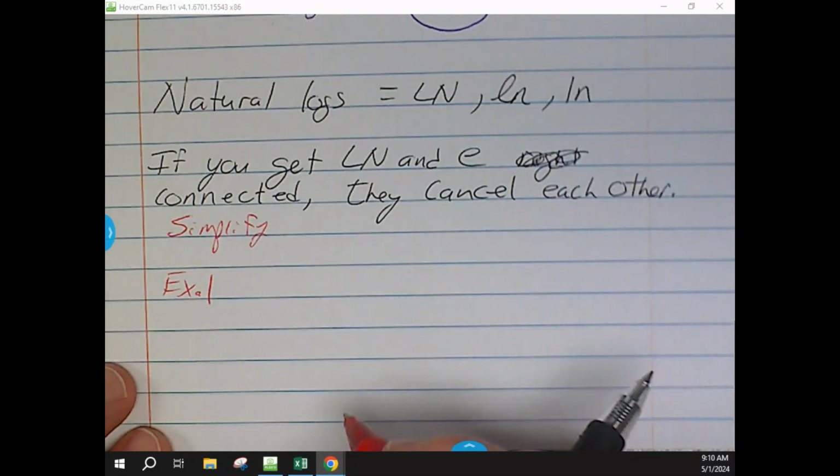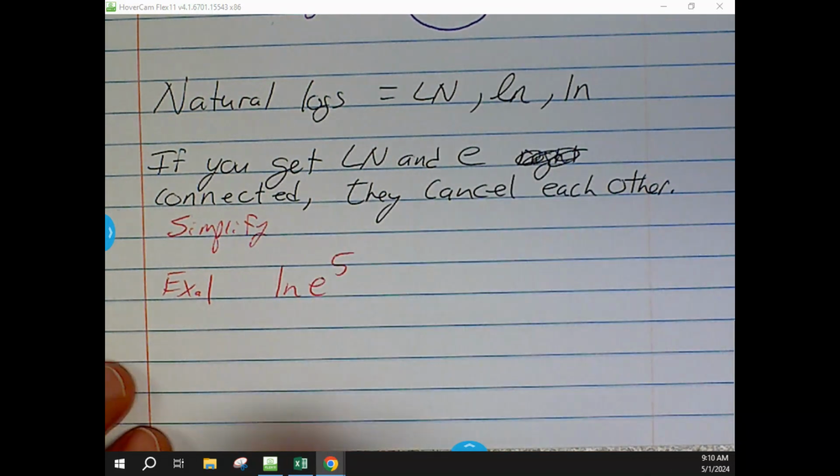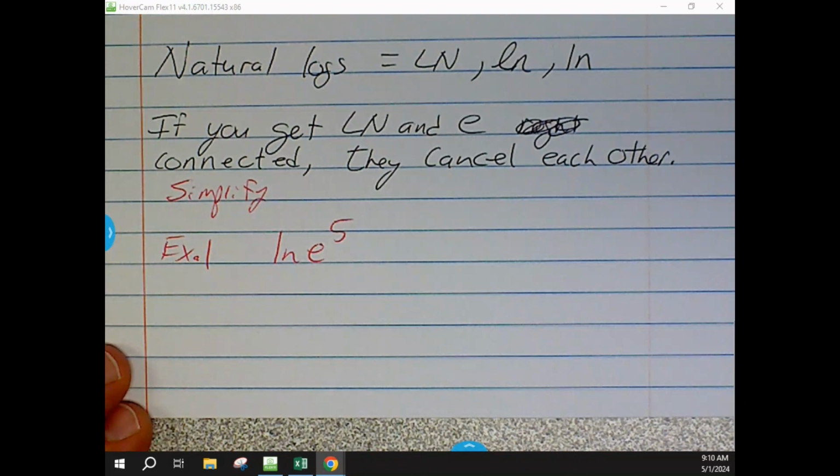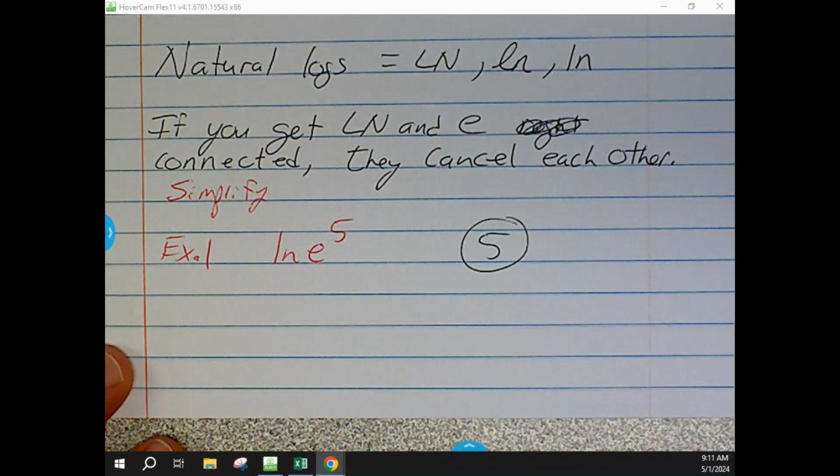And this is going to be like the easiest question in the world, and hopefully nobody will miss this question on the test. So on the test, if I give you a question that says, find the ln of e to the fifth, the ln and e cancel each other out. The answer is just 5.